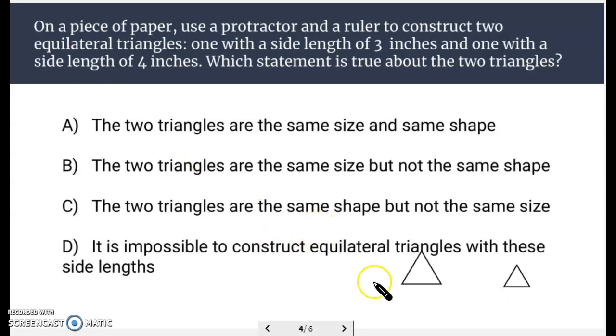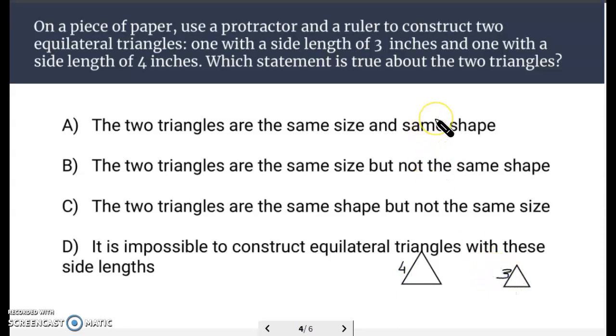All right, let's say, like I said, one side would be 4, one side would be 3. So which statement is true about the two triangles? All right, let's talk about these here. A: the two triangles are the same size and the same shape. Well, they're the same shape, but they're not the same size. So A is not going to work.